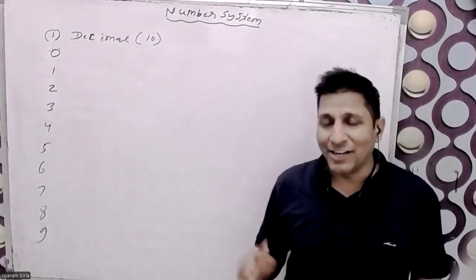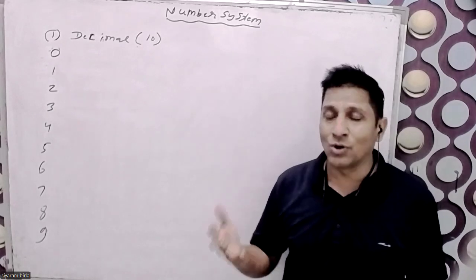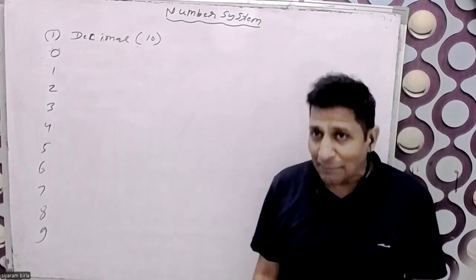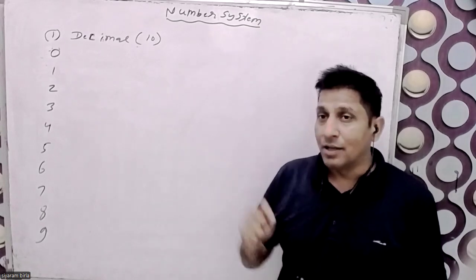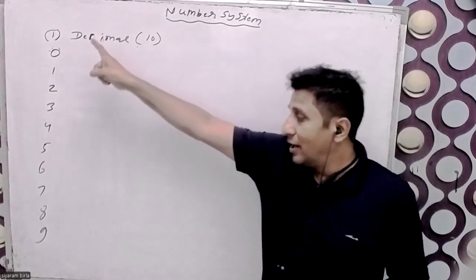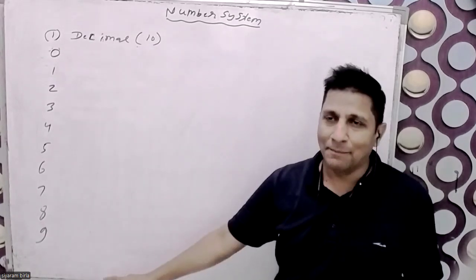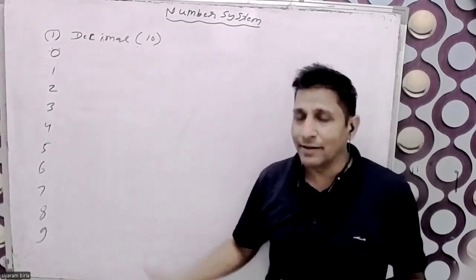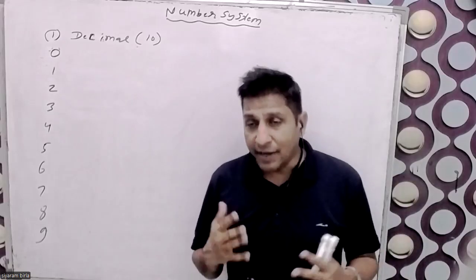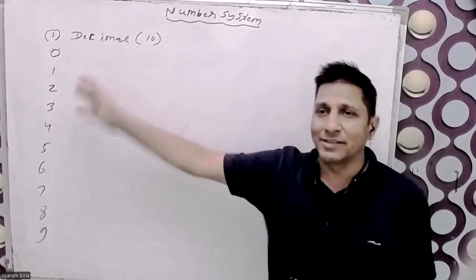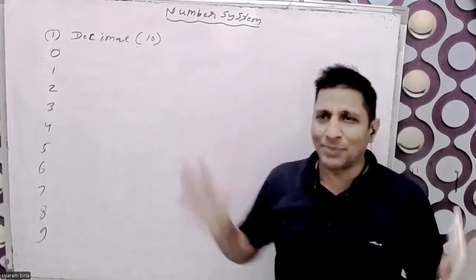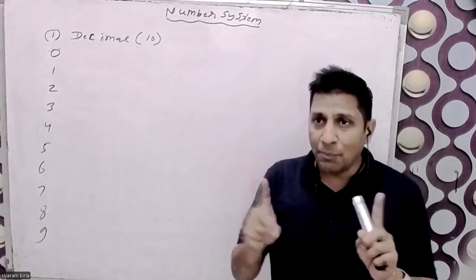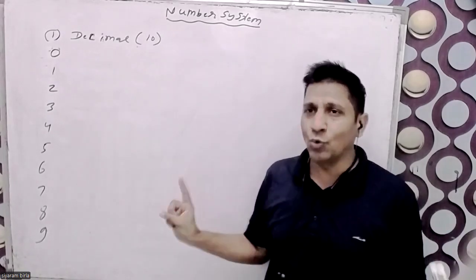If you think, sir, in the decimal we have also learned 11, 12, 13, up to many numbers. But remember, the base is 10, which means the 10 numbers are unique numbers. They are not a combination of anything. But after that 9, whatever numbers come are combinations of these numbers. These are the unique numbers.